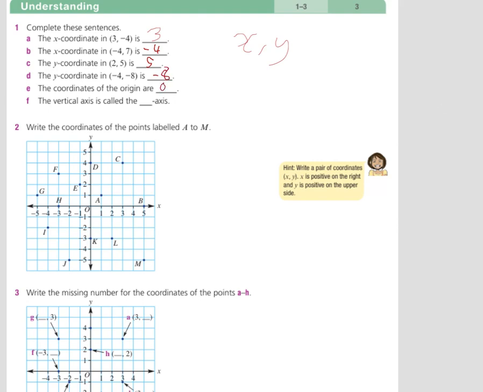Coordinates of the origin are 0, 0. That just means the very middle, and the vertical axis is called the y-axis. And if unsure, you've got a little picture there. Write the coordinates of the points labelled A to M.